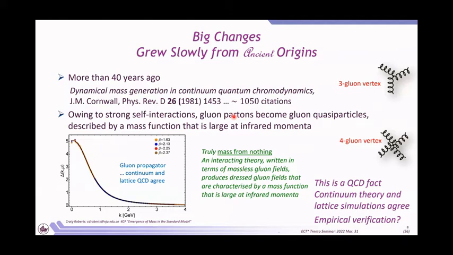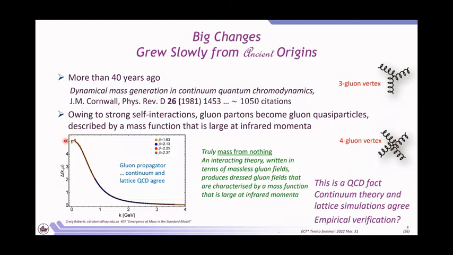And they're described by a mass function that is large at infrared momenta. What I've illustrated here is lattice results, the points, for the gluon two-point function, and continuum results for that very same function. Evidently, they both agree. This scalar function characterizes the gluon two-point propagator, and it's finite at zero. And that means the gluon has a mass.